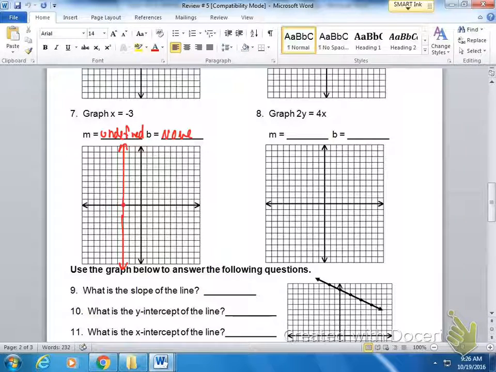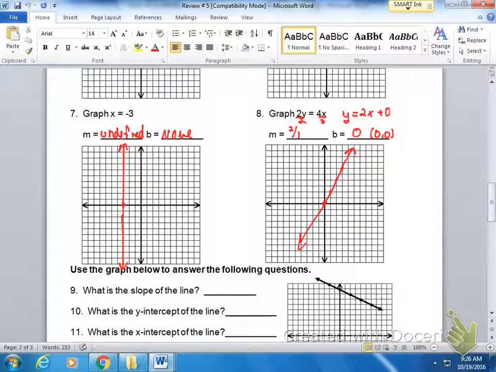And then the last one's number 8. There's not a lot to do here. We have to solve it for y, but the only thing I have to do that is divide both sides by 2, and I get y equals 2x. So I have a slope of 2, or 2 over 1, and my y-intercept is 0, or the point (0, 0), since there's nothing out behind the x. So I plot (0, 0). It's positive, so it's up and to the right, up 2 over 1. Do that a couple of times, and I've got my graph.